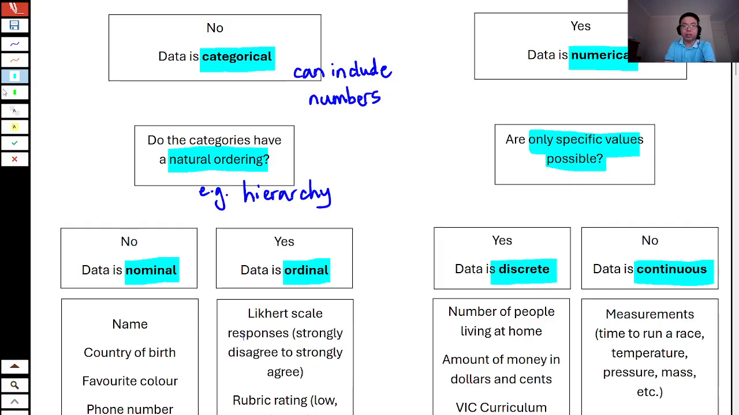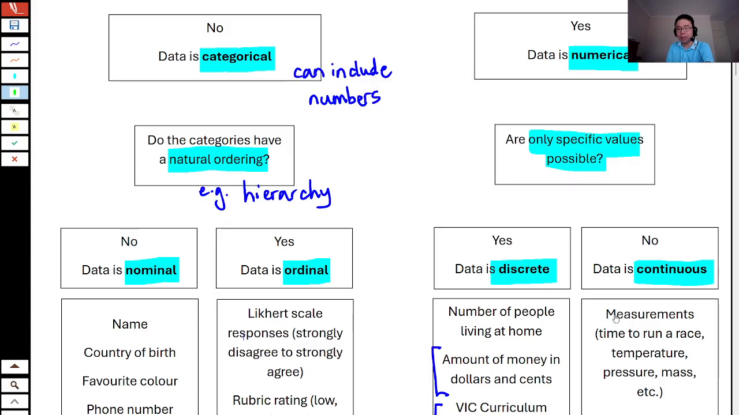Now, one thing I want you to note is that just because your data involves decimals, that does not guarantee that your data is continuous. For example, this example here, an amount of money in dollars and cents, that has decimals, but I can't have less than 1 cent. And so that data is still discrete. As a teacher, I report on the Victorian curriculum, and we give a rating in increments of 0.5. And the key word there is increment. Only specific values along a scale are possible. When that happens, your data is discrete.